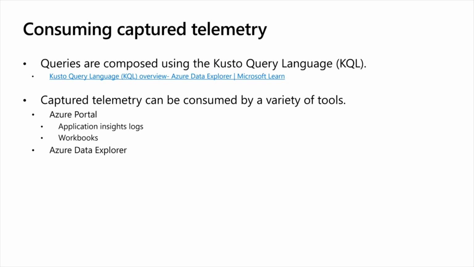So there's a link here, and it'll also be in the references, on what it is, and just to get yourself up to speed with the Kusto query language to be able to query your telemetry. So captured telemetry can be consumed by a variety of tools, right? Initially the Azure portal with the standard stuff, but if you want to start querying through the application portal, there is also a logs option, Application Insights logs, where you can run some of the queries. You can create workbooks that act as dashboards to get you all of the information, and you can also connect the Azure Data Explorer to pull telemetry.